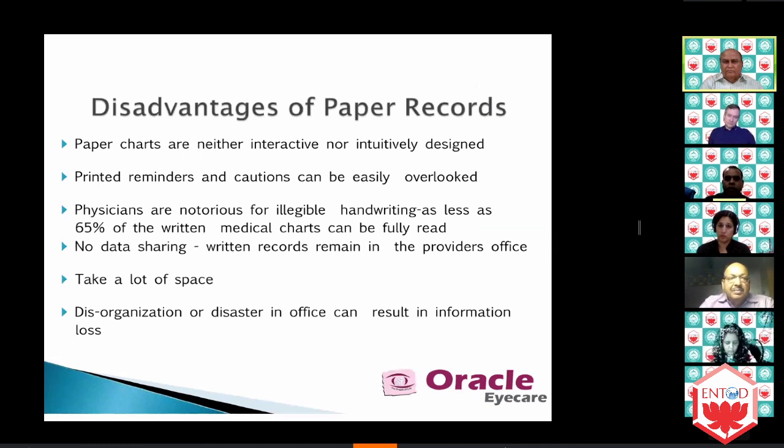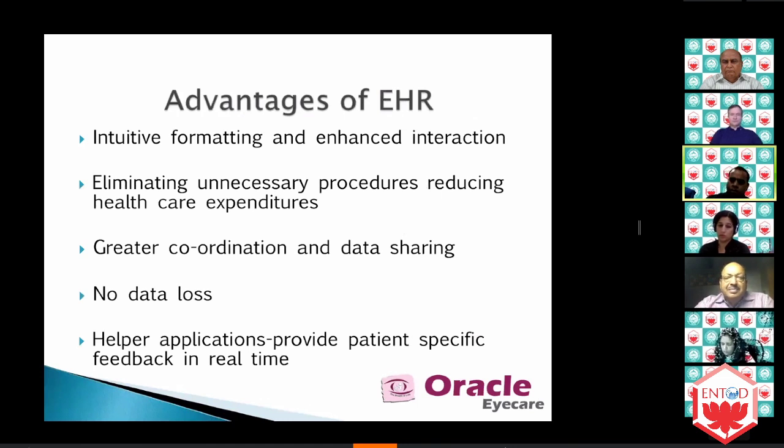There are also some disadvantages of paper records. Today we are in an era where everything is digital. With paper, a large number of sheets are required, lots of people are required to fill in everything, handwriting is a problem, and there are a lot of problems with paperwork. Now we come to the advantages of EMR.